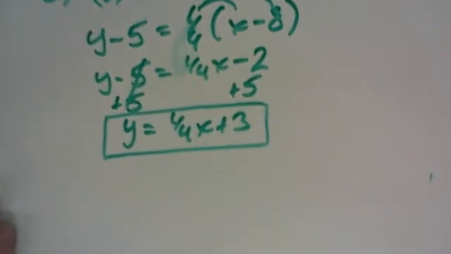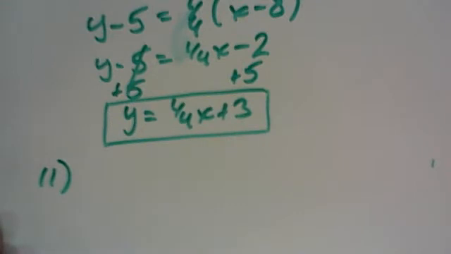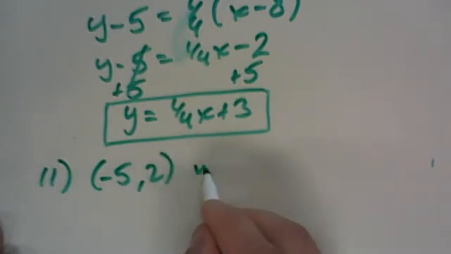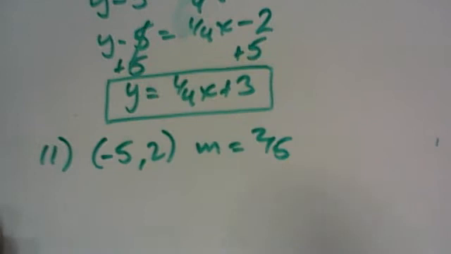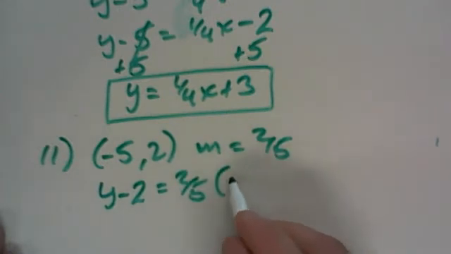Now, starting with number 11, these problems in the last set you want to write in standard form. So number 11, we have the point -5, 2, and we have the slope, which is 2/5. So we're going to start with point-slope form. Y minus y1, which is 2, equals the slope, which is 2/5, times x minus x1, which in this case is going to be x plus 5.